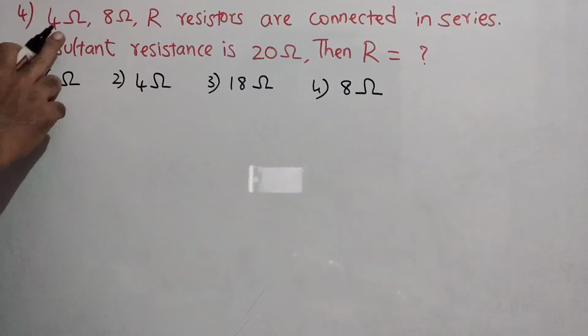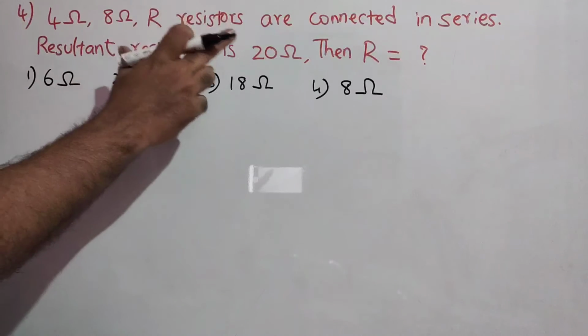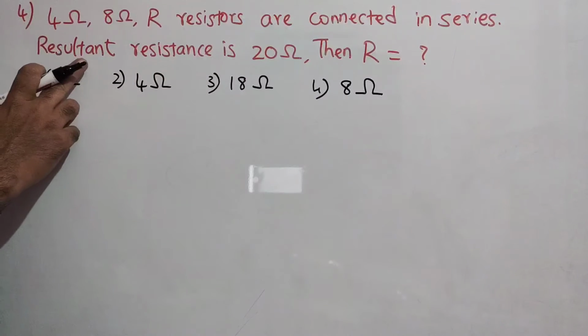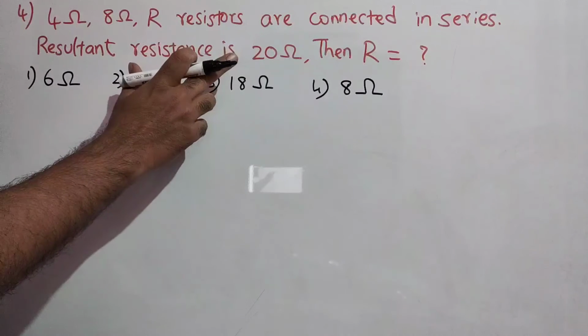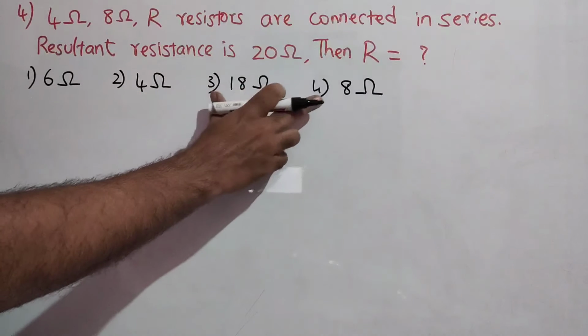So the question is, 4 ohms, 8 ohms, R ohms resistors are connected in series. Resultant resistance is 20 ohms, then R is 6 ohms, 4 ohms, 18 ohms, 8 ohms.